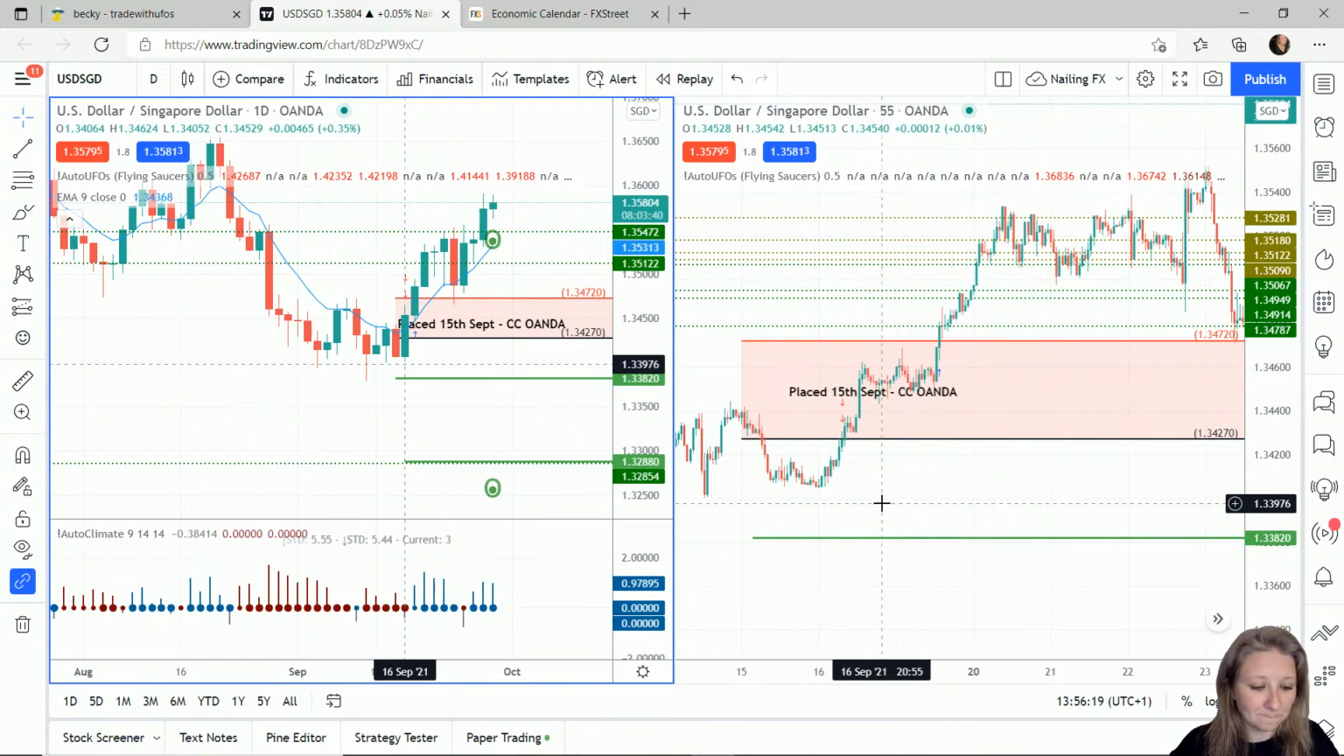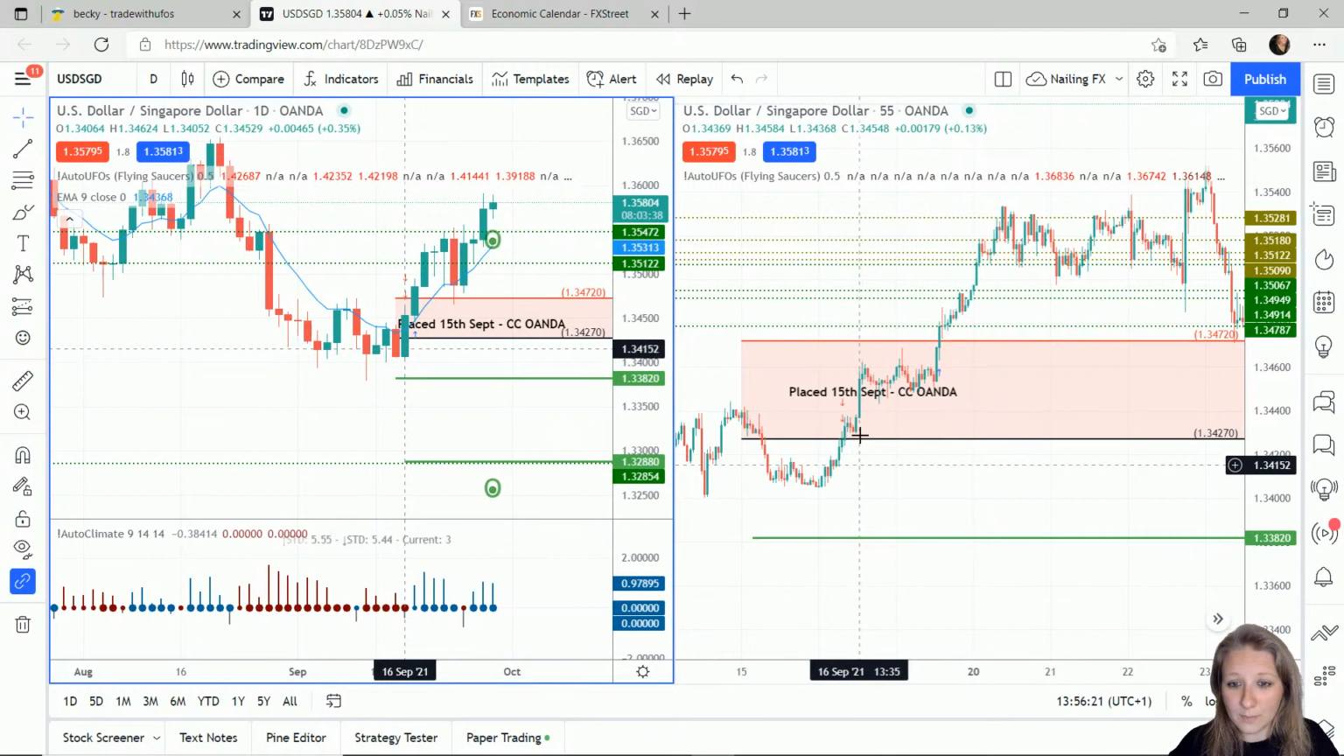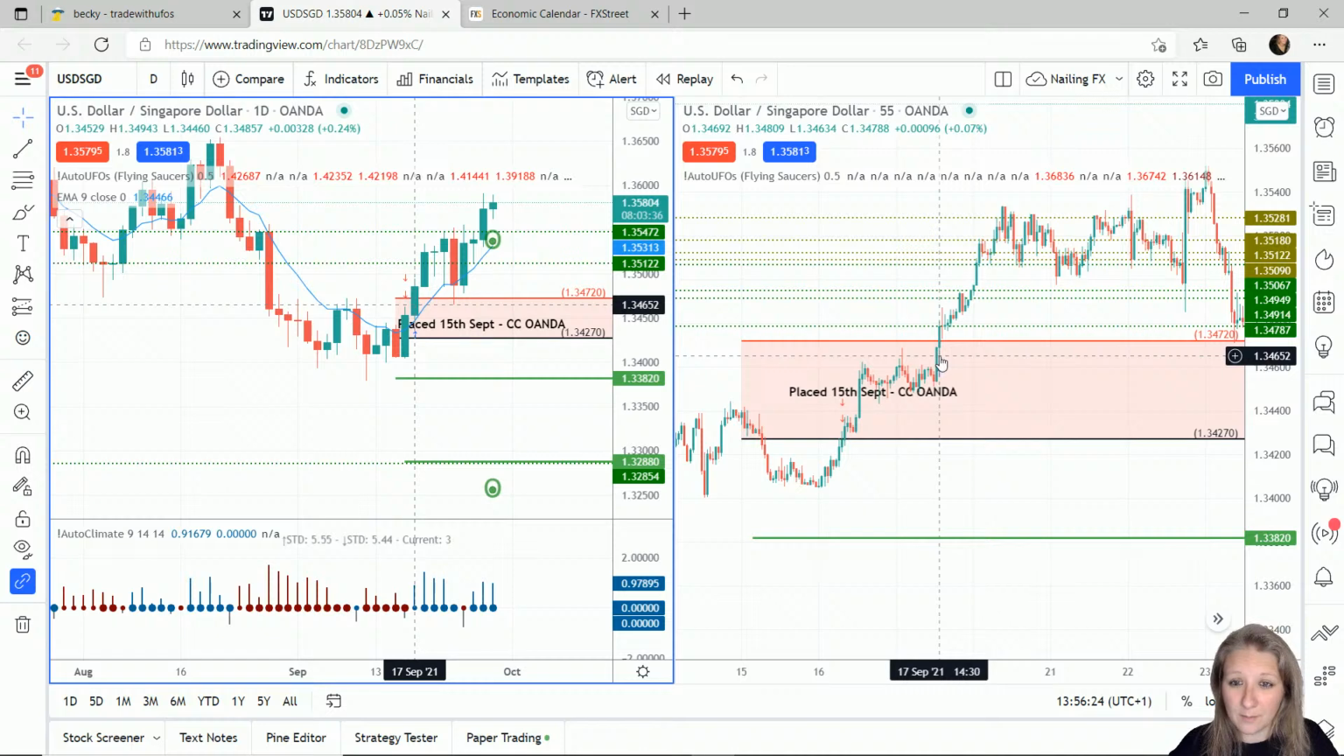Now, saying that, obviously this went through. It took a little bit of time, but it went through and it stopped us out on the 17th. By the time it stopped us out, we would have had a change in climate, so we would have had that thin dot there that would have appeared on the 17th.